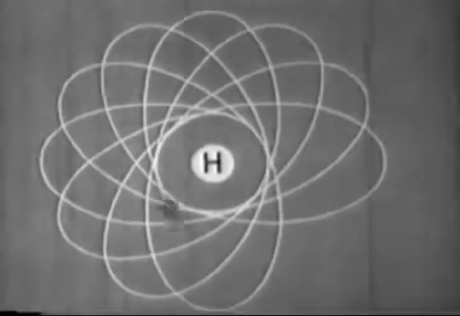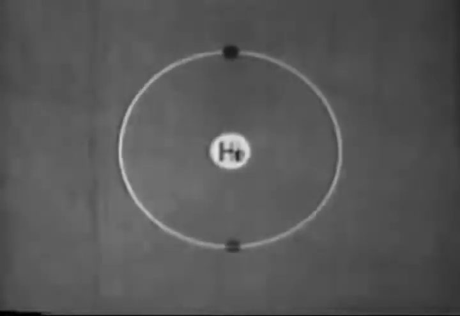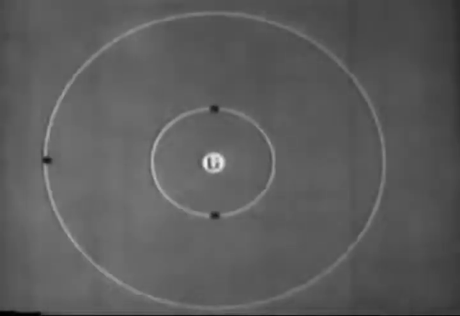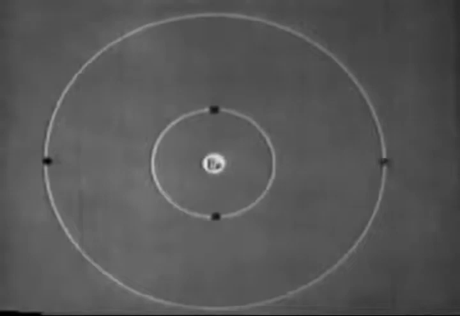The structure of the atom increases in complexity as we pass from the simple hydrogen atom to helium with its 2 electrons in the same ring or shell, lithium with a 3rd electron in an outer shell, beryllium with 4 electrons, and so on.